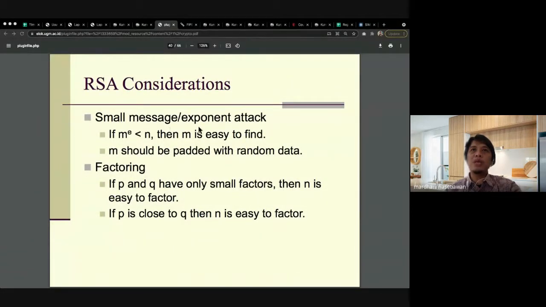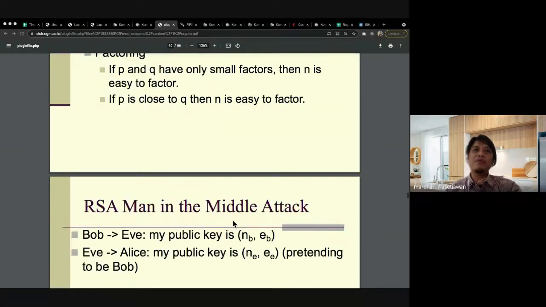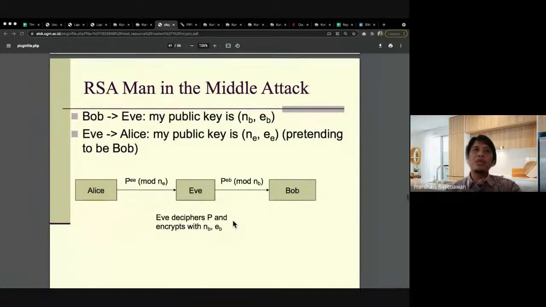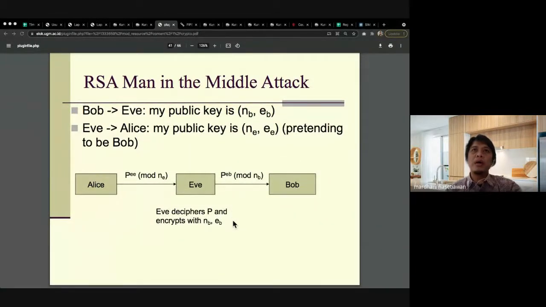This is the small message exponent attack, which is easy to find, so it should be paired with random data to make it harder to find. And then there is factoring: if P and Q have only small factors, then N is easy to factor. If P is close to Q, then N is also easy to factor. So that is the consideration for factoring. RSA also has a challenge with man-in-the-middle attacks: if another party plays as another party, I think they can have some difficulties.